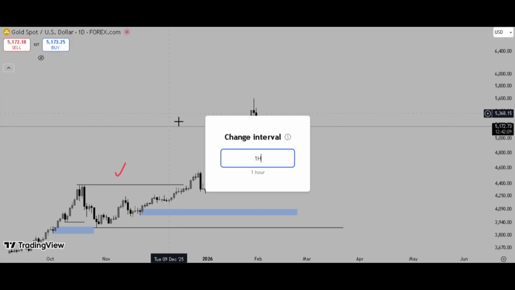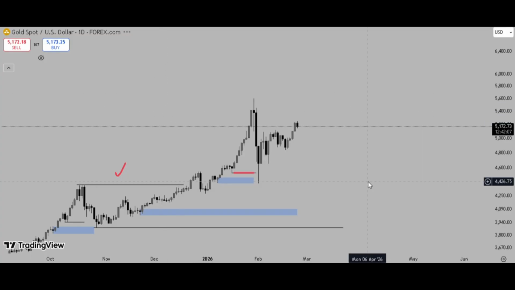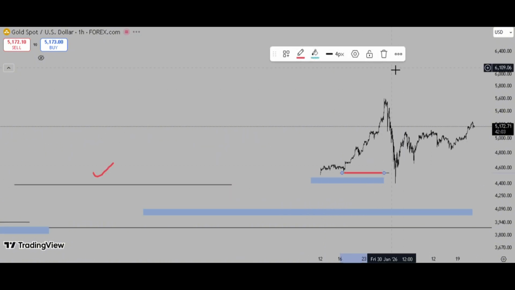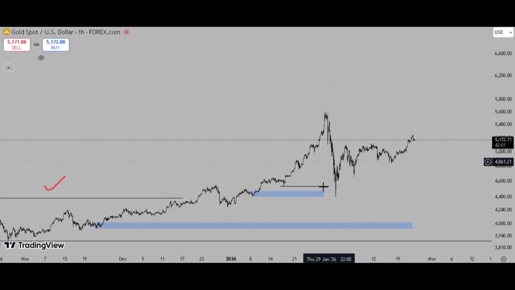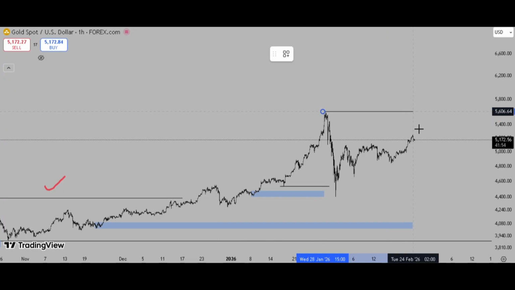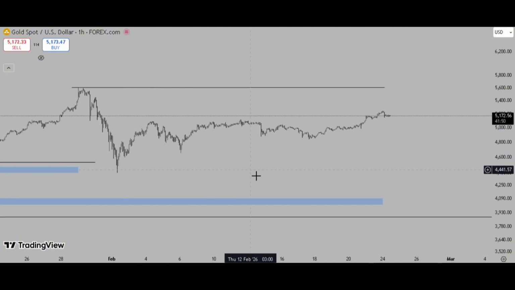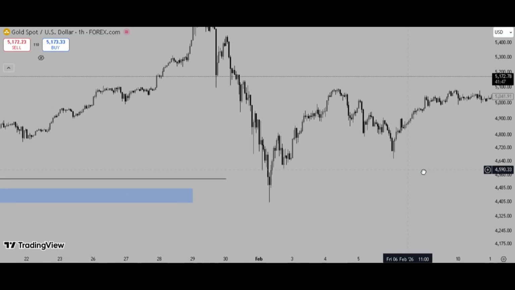We go to 1 hour or 4 hours, depending on the structure that is clear enough to support this movement to the upside. And remember, this is going to be our daily break of structure. This level, this is going to be our daily break of structure. So, immediately market mitigates this level, what are we supposed to do?